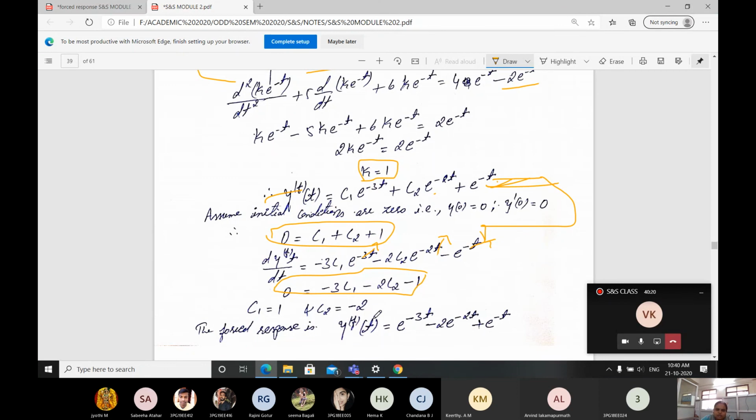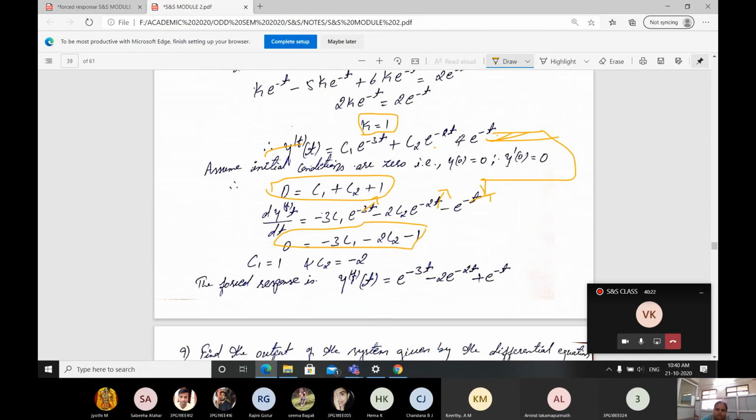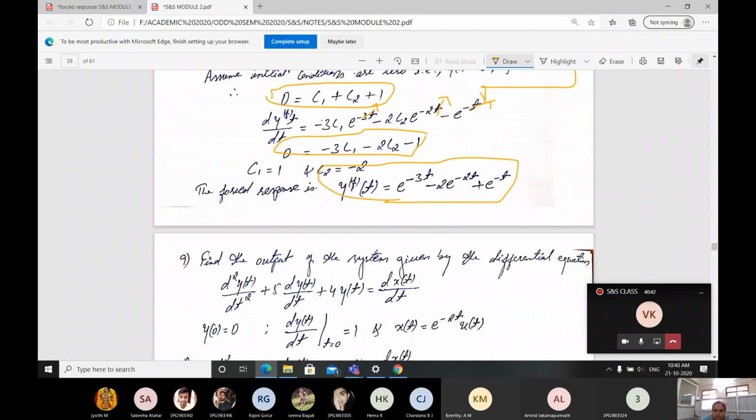Therefore after getting c1 and c2, you just substitute in the forced response equation. Yf of t is equal to e raised to minus 3t minus 2 into e raised to minus 2t plus e raised to minus t, you will be getting. This is how you have to find the forced response.